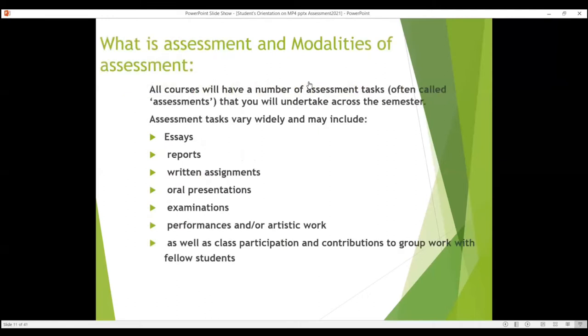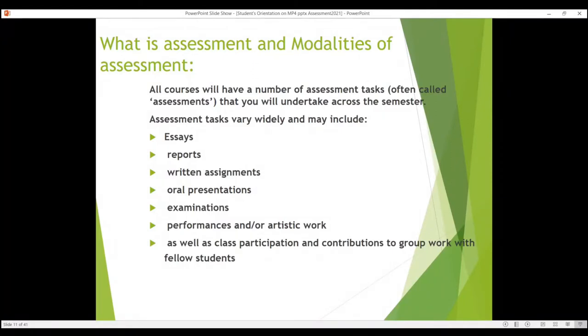But what is assessment and what are the modalities of assessment? I'm not going into very much detail, I will just try to make you understand in simple terms. In all courses you will be learning in the Faculty of Medical Sciences, there will be a number of assessment tasks. Those are called assessments. They assess the learning objectives you have been learning. In all the courses, there will be learning objectives. So people think, what should I study, what should I not study? No, it is loud and clear. What you should study is outlined in the learning objectives, and you will be examined on those learning objectives by your teacher.